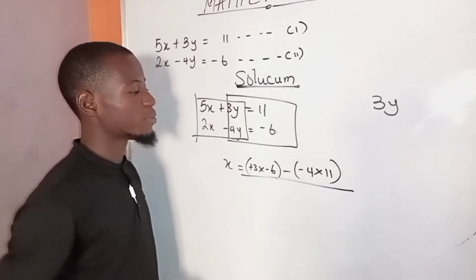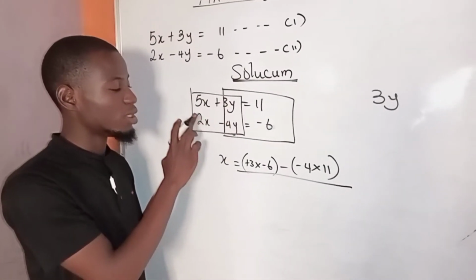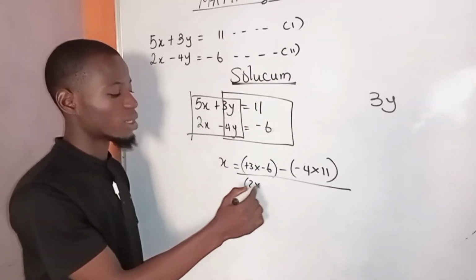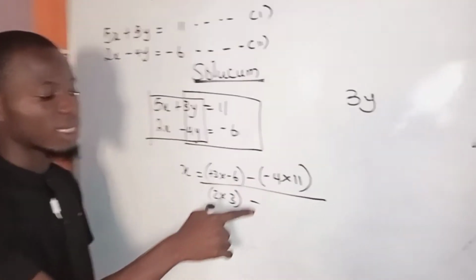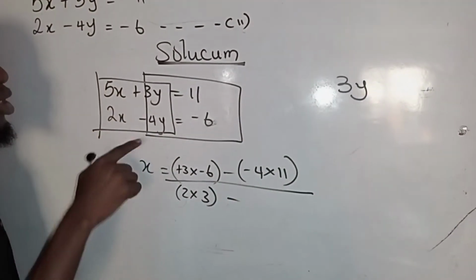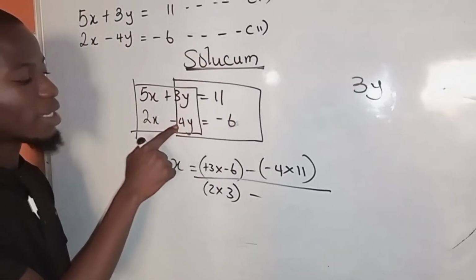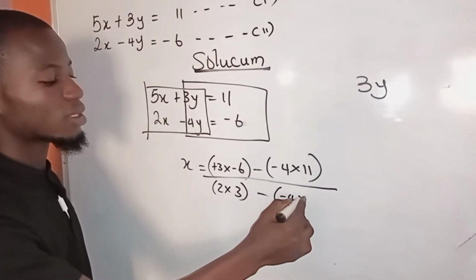All over. The next thing is for you to come here. What's the coefficient of x here? That is 2. Then 2 times the coefficient of y here, which is 3. That is 2 times 3. Then minus. Take note, minus is always at the middle of both. Now the next thing you do is this. So what is the coefficient of y here? That's minus 4. So minus 4 times 5 will give us minus 4 times 5.